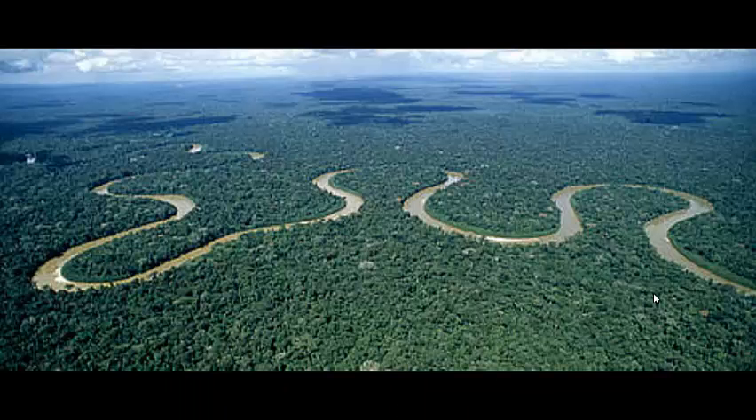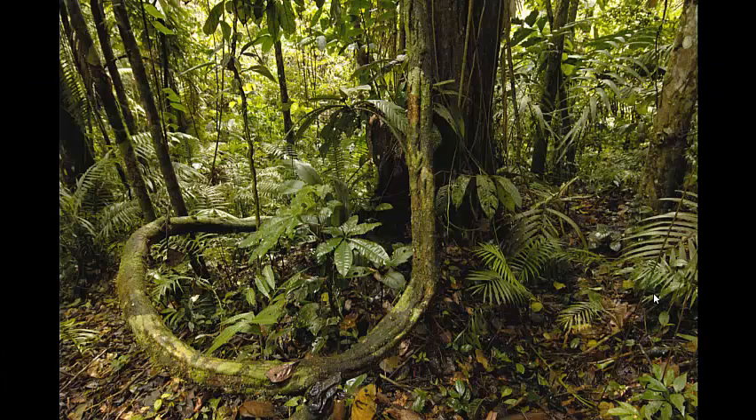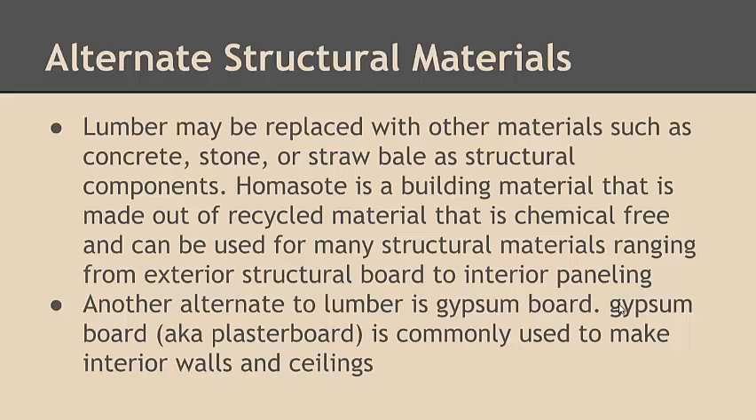We will now introduce the two alternatives to structural logging. Next are the alternative structural materials for lumber. Lumber may be replaced with other materials such as concrete, stone, or straw bale as structure components. However, Homasote is a much more resourceful, recyclable material that is chemical-free and can be used for many structural materials ranging from exterior structure board to interior paneling.